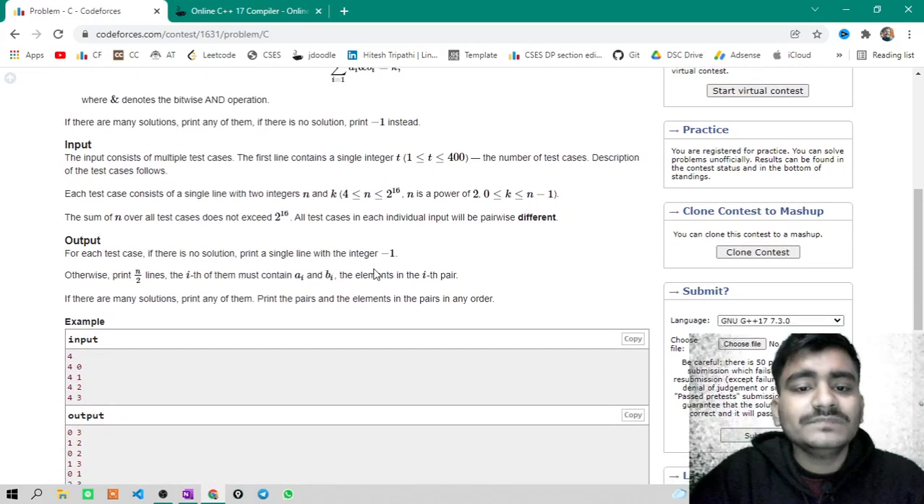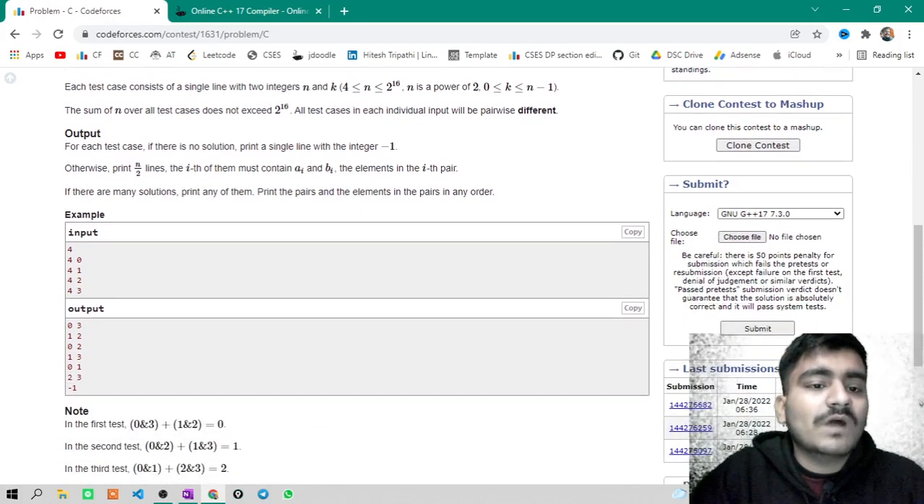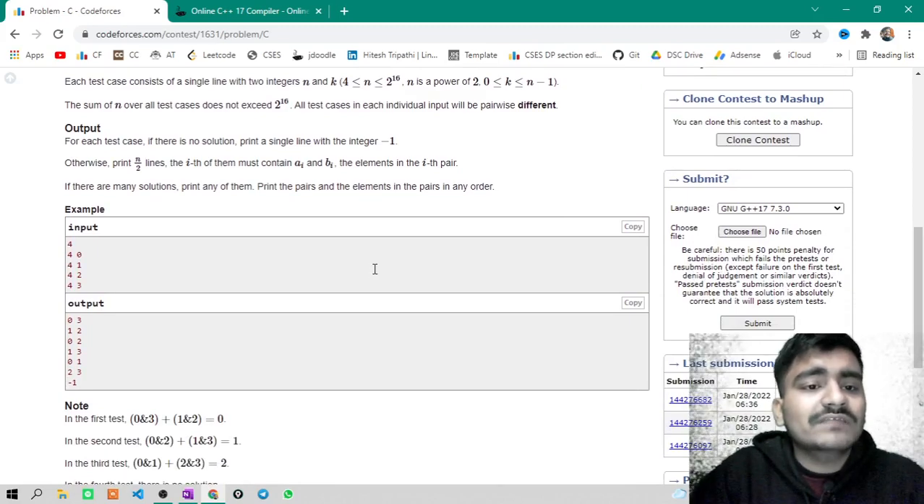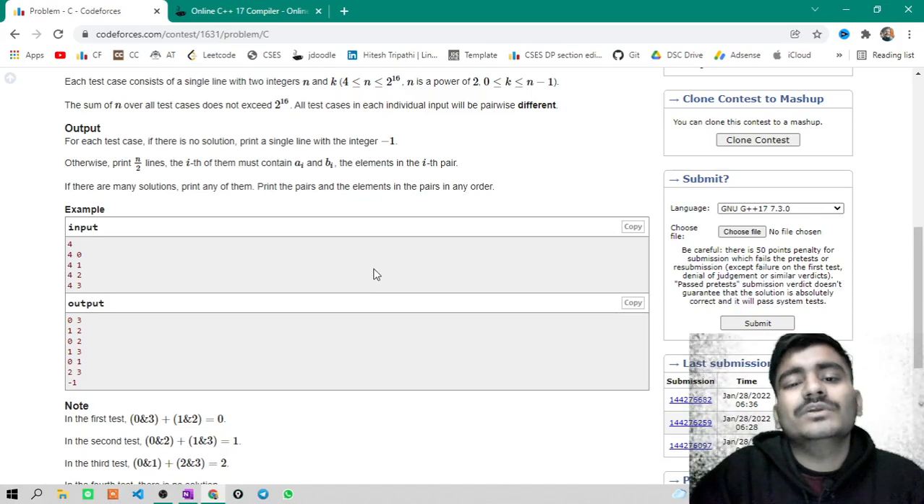Now you can see the value of n can be up to 2 raised to 16, very high. Okay, and n is a power of 2, which is already given in the question. One more thing given in the question is that k will always be between 0 and n minus 1. Okay, so this can be a hint to solve this question. Now for the output: if there is no solution, print -1, we already know. Otherwise print n by 2 lines. In each line print the values of ai and bi, the elements of the ith pair.